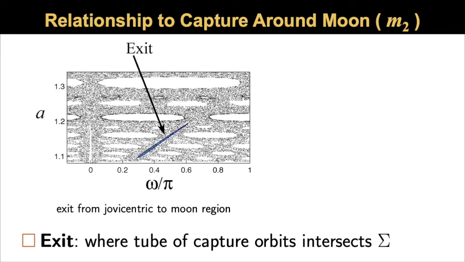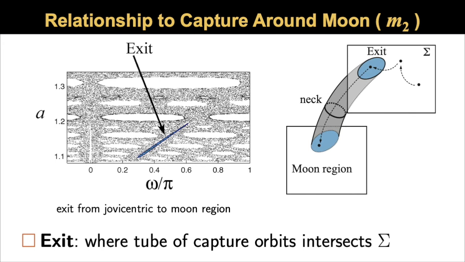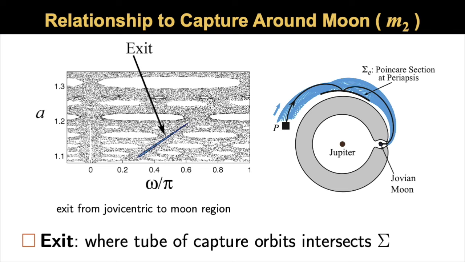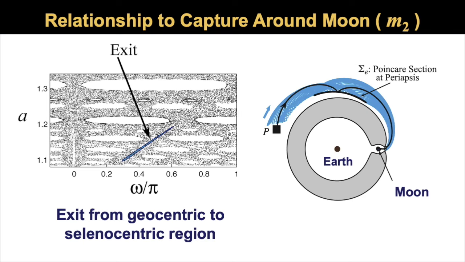And these are naturally connected to ballistic capture. So if you get into one of these little pin shapes, we call this an exit because you're exiting geocentric space and then entering the region around the moon. So once you get in there, you get into the region around the moon and you can get ballistically captured.